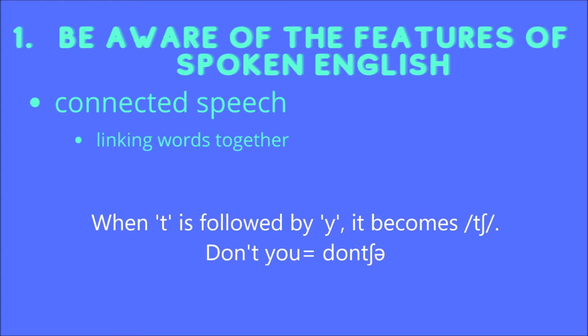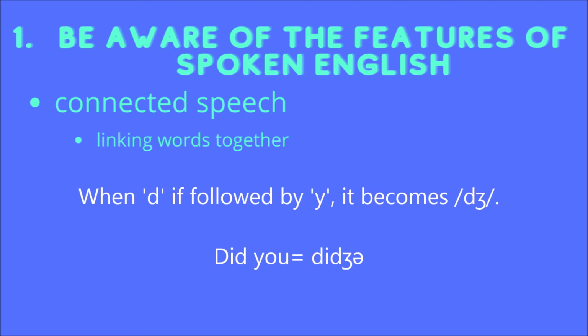So when T is followed by Y, we get this "ch" sound, yeah? Don't you, like the "ch" sound. So it's rare for us to say "don't you". We would often say "don'tchu", or even "don'tcha". And then when the D is followed by the Y, like in "did you", it will become "didju" or "didja". So there you have some common changes that occur when we link some sounds together.